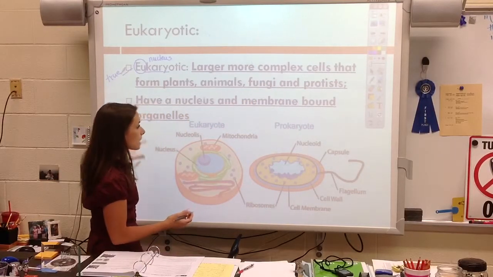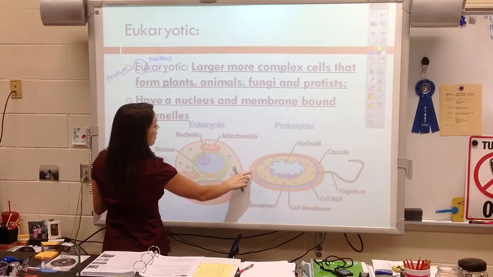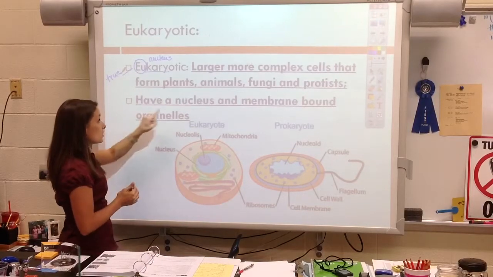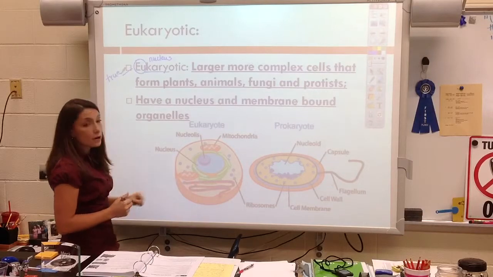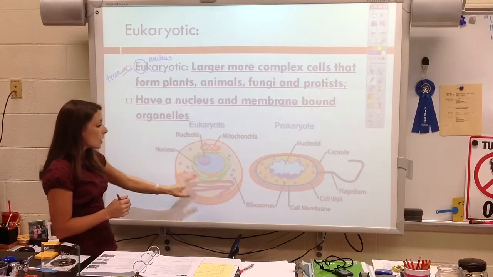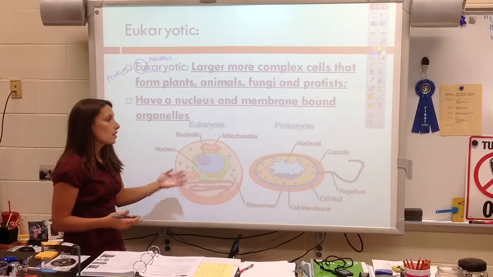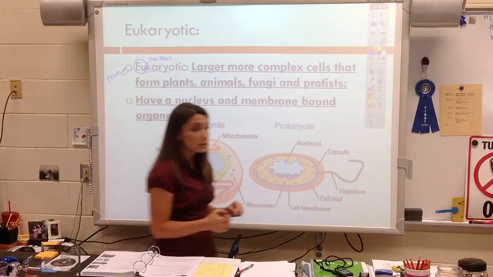These are complex cells, so when I compare a eukaryotic cell to a prokaryotic one, I see a lot more going on on the inside. They do have a nucleus and these membrane-bound organelles, things like the mitochondria, the endoplasmic reticulum, the lysosome. Prokaryotes have parts, they're just not as complex.